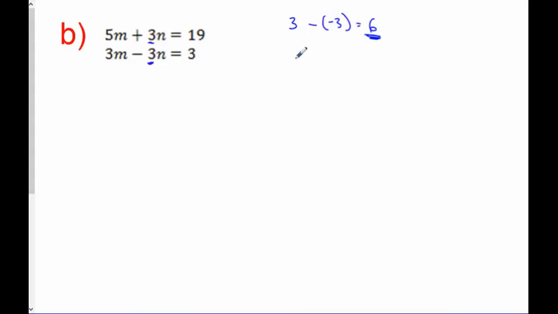So what I'm going to do instead is add them. Right, if I add 3 and -3, that is 0. Right, so now I would have eliminated n. So what I'm going to do in this question is, and I'll call this one 1 and this equation 2, I'm going to do 1 plus 2.